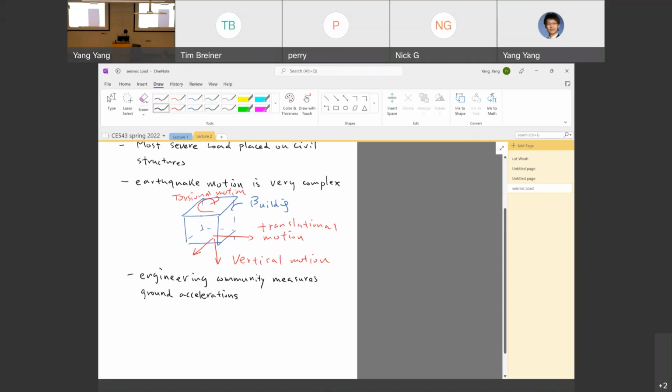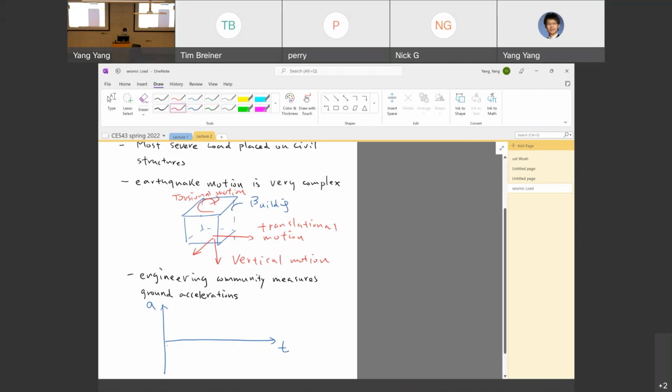For example, ground acceleration is also a function of time. You have the x-axis t, the time, and the y-axis, that's the ground acceleration. It's very complex for us.